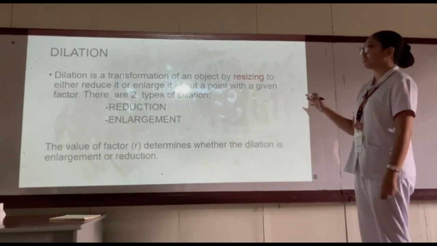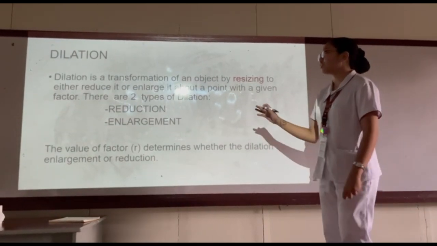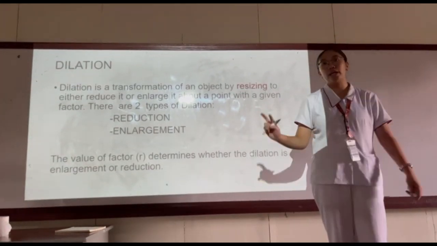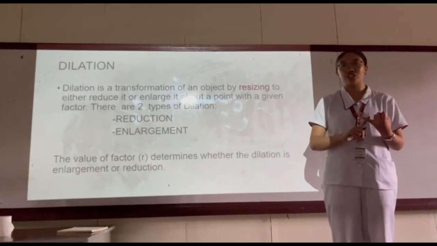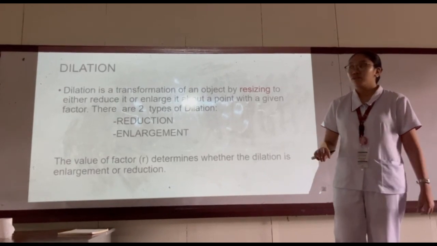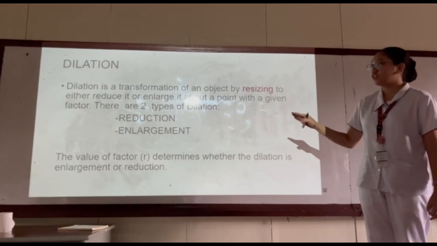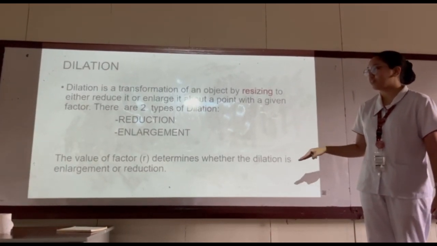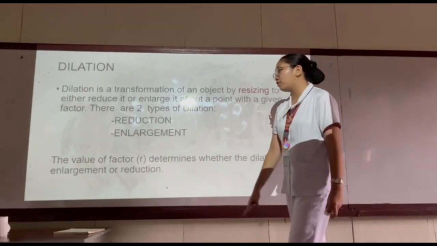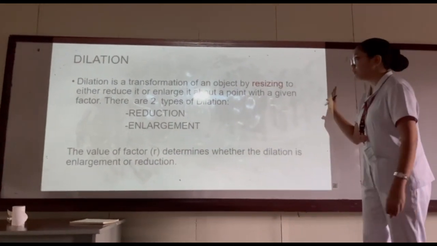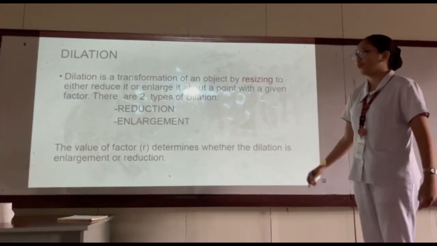The last geometric transformation we have is called dilation. So dilation is a transformation of an object by resizing. There are two types of dilation, which are reduction and enlargement. The only way to determine if the dilation is a reduction or enlargement is depending on the value of the scale factor, which will be shown in the example.